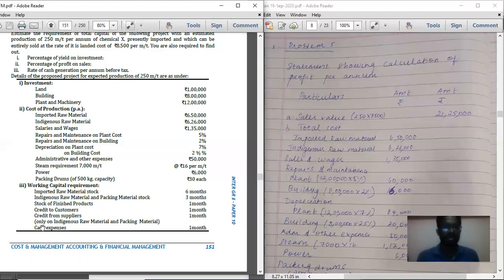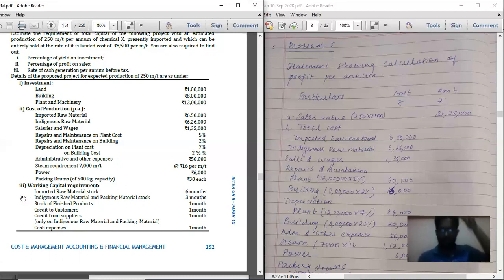So next is steam requirement 7,000 metric ton at 16 per metric ton. This steam requirement also forms part of cost of production. Then power 6,000 rupees. Packing drums of 500 kg capacity, 30 rupees each. For each 500 kg capacity, 30 rupees each.